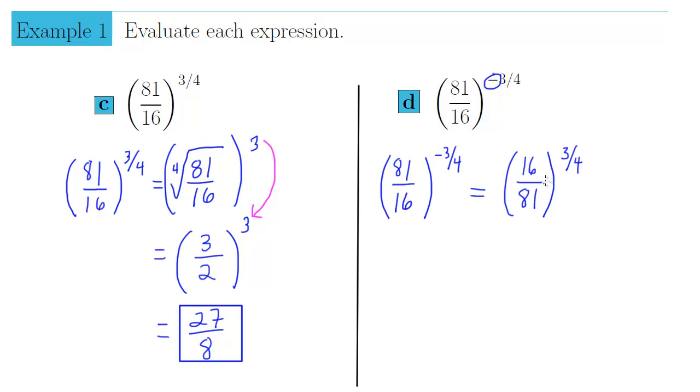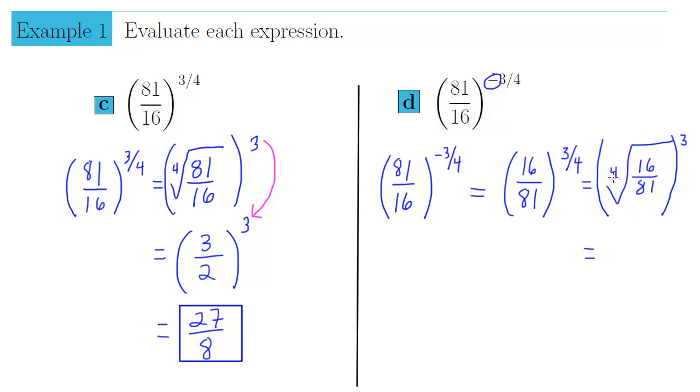Okay. Now that I have that negative exponent taken care of, I can go ahead and take care of my fraction exponent. So this 4 in the denominator is going to give me a 4th root. So the 4th root of 16 over 81. And then this 3 in the numerator is going to give me to the 3rd power.